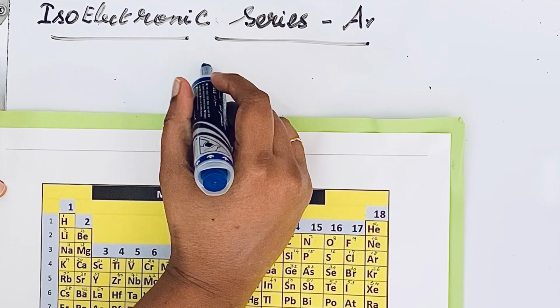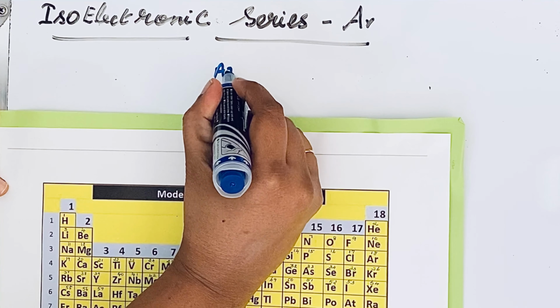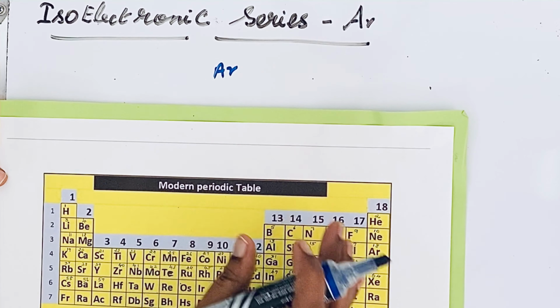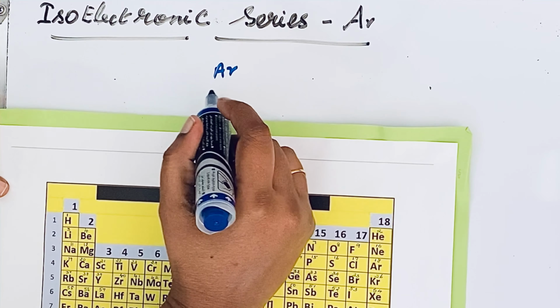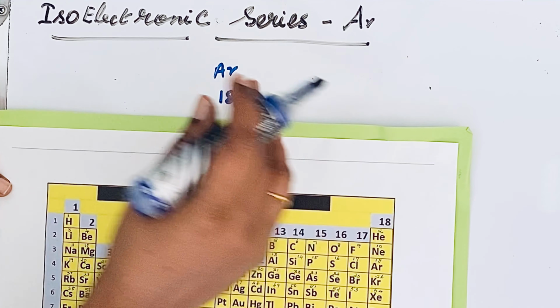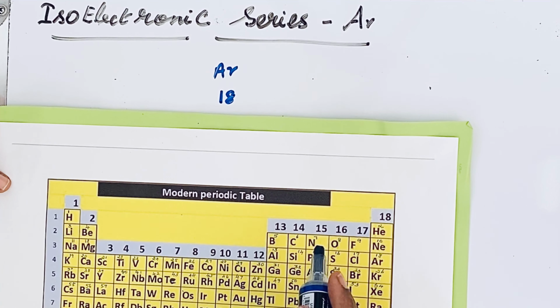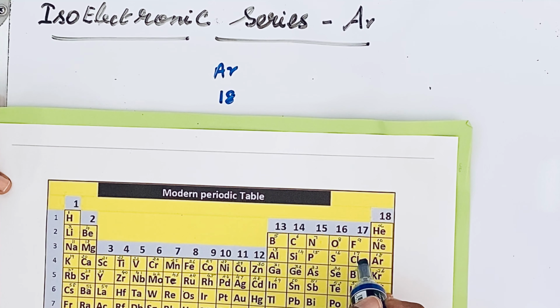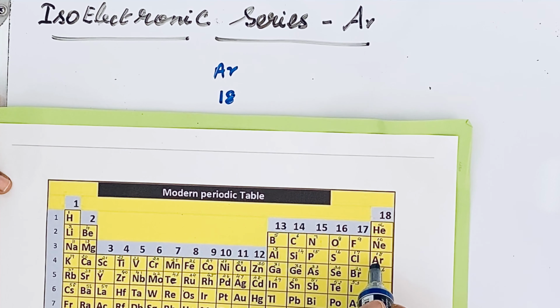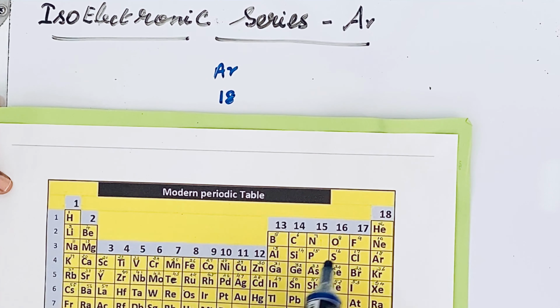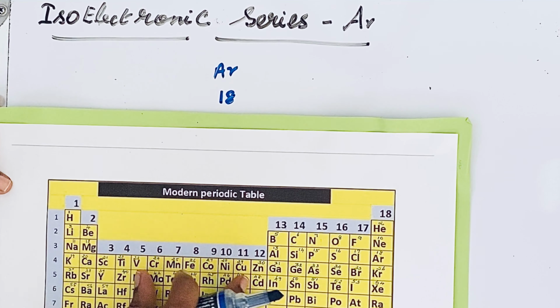So argon: the atomic number of argon is 18. That means there are 18 electrons present. To make the isoelectronic species, we should use the elements which are present just before argon, and at the same time the elements which are present after argon in the periodic table.